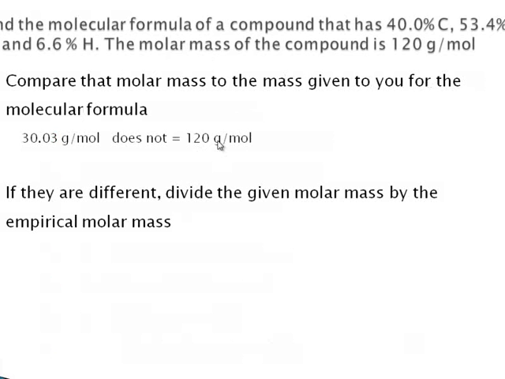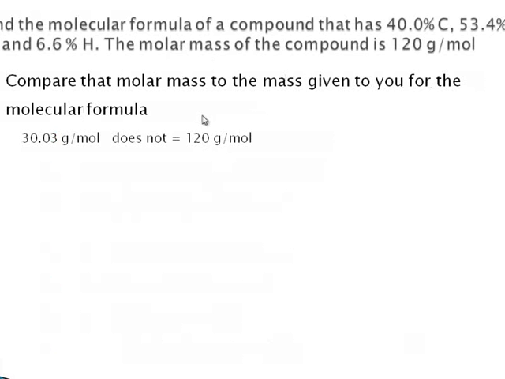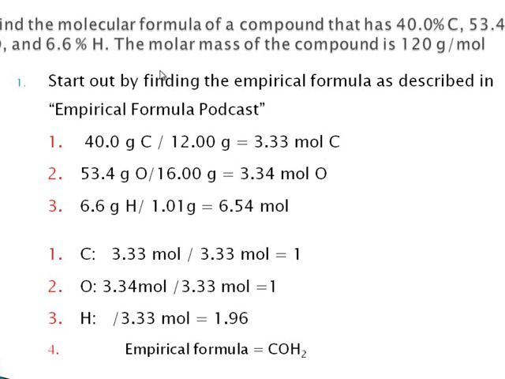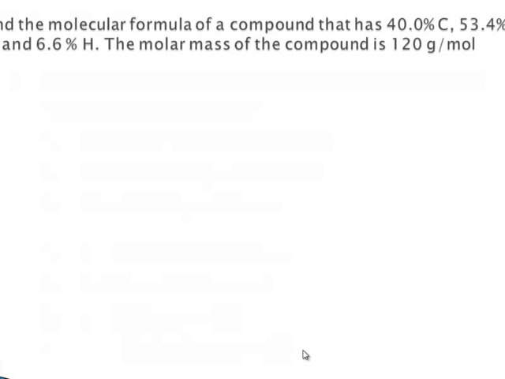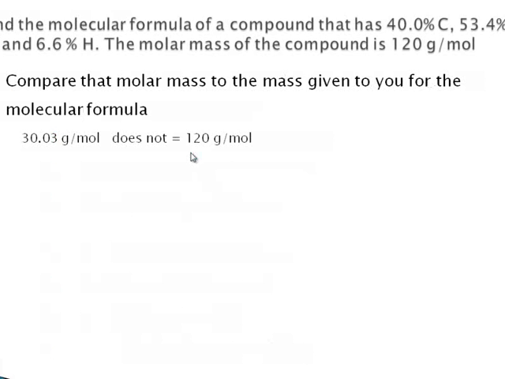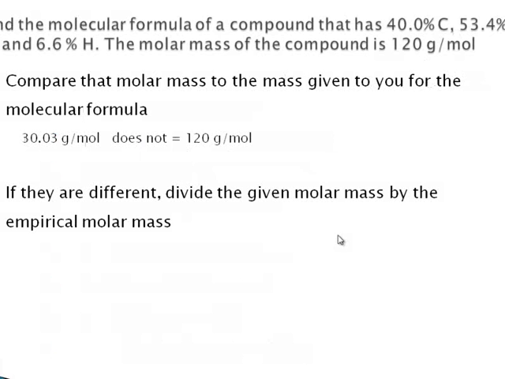Okay, so if we find the molar mass for COH2 from the previous slide, remember COH2 has 12 grams of carbon, 16 grams of oxygen, and 2 grams of hydrogen, and that's going to give us a molar mass of 30.03 grams per mole, which does not equal what was given to us in the problem, which is 120 grams per mole.